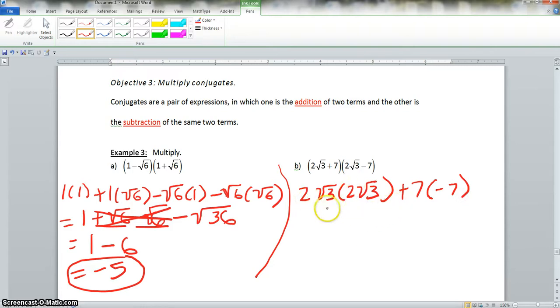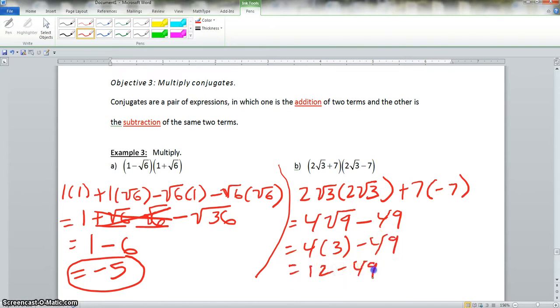Now watch this. 2 times 2 is 4. Square root of 3 times the square root of 3 will give us the square root of 9. And then 7 times a negative 7 will give us a minus 49. Now we know the square root of 9 is 3. So it'd be 4 times 3 minus 49. So we would have 12 minus 49, which is a negative 37.